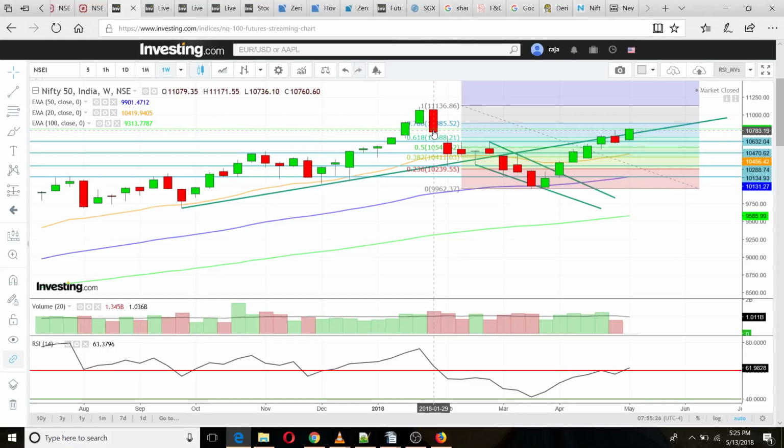This gap, we have just filled this gap. This whole move, this whole pullback has come. We are trading definitely above the 61% retracement level. Everything happened because this gap had to be filled. Now from this level, I'm expecting the levels I have discussed. From there we should be going down.